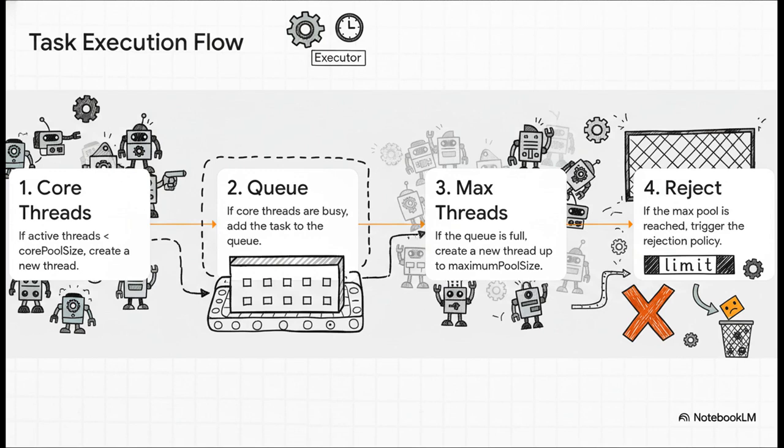First, the executor asks, do I have any of my core threads free? If the answer is yes, great, that thread gets the task. If all the core threads are busy, it asks question 2, is there room in the work queue? If yes, the task gets added to the queue to wait. But what if the queue is also full? Then it asks a third question, can I create a new temporary thread without going over my maximum pool size? If it can, it does. And only if the answer to all of those is no, core threads busy, queue full, and max threads reached, only then does it move to the final step, rejecting the task.